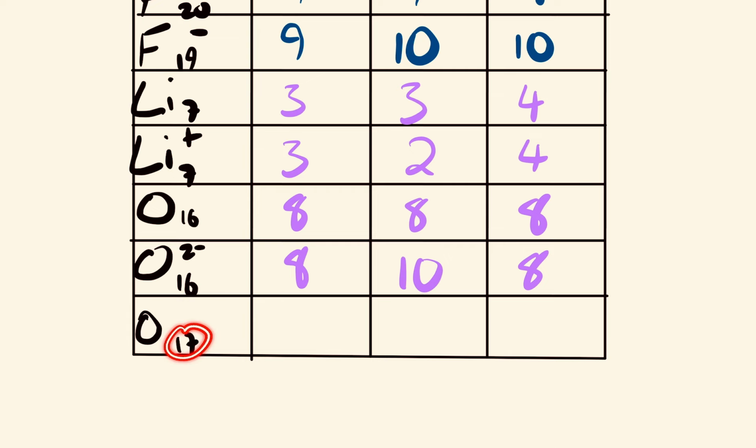Here we've got an isotope of oxygen with a relative atomic mass of 17. Our proton number will be the same, 8. We've got an atom, no charge, and so 8 electrons. And then our 17 minus 8 gets us to 9.